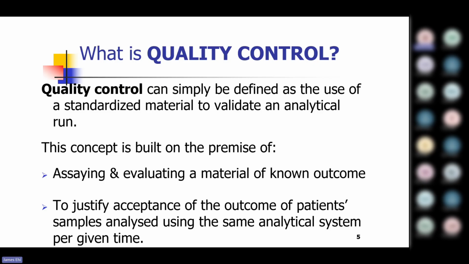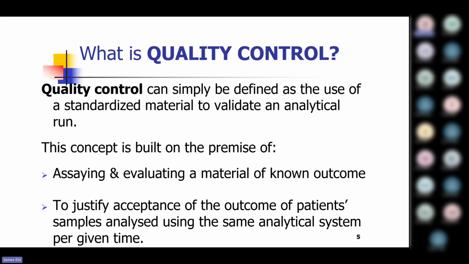validate an analytical run. How do you trust the result that comes out of your machine when you run a patient sample? It is because that same analytical system, not just the machine, the status of the reagent, the calibration status, the personnel, the competence of the personnel, the temperature of the environment, everything is put together to ensure in the analytical procedure that your result comes out correct. And that is why you start with the quality control.